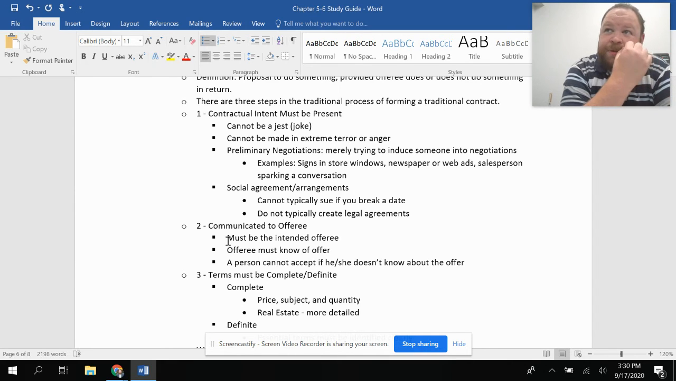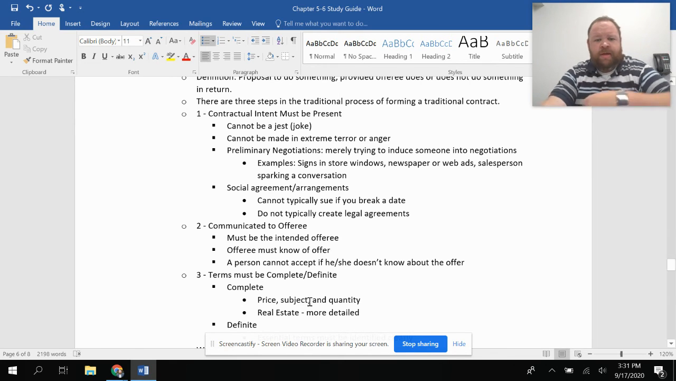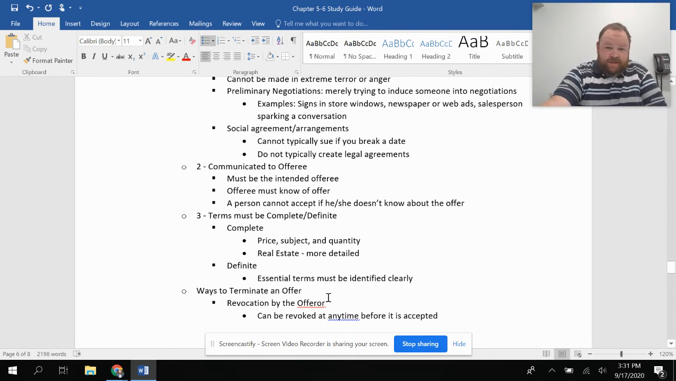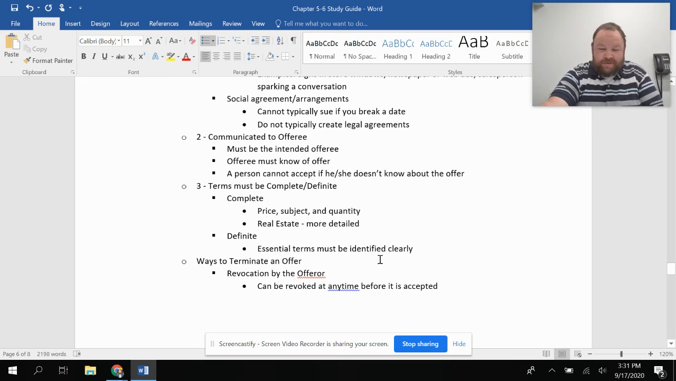So store windows, TV, newspaper ads, a salesperson coming up to talk to you. The commercials that we watch for the most part are all preliminary negotiations. And then social agreements and arrangements. You typically can't sue if you break a date. And these do not typically create legal agreements. You have to communicate the offer. And number 2, right? The offeree has to know what the offer is. The person cannot accept an offer that she doesn't know about. So pretty easy stuff there.